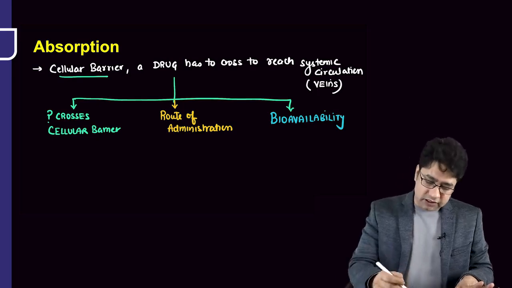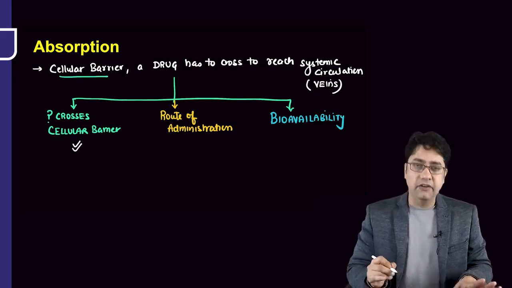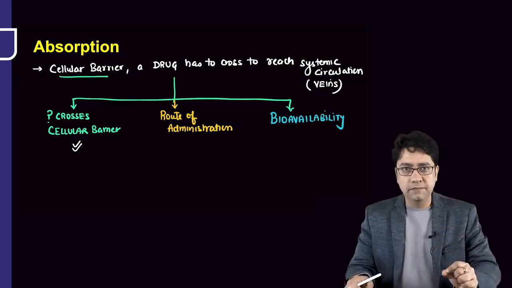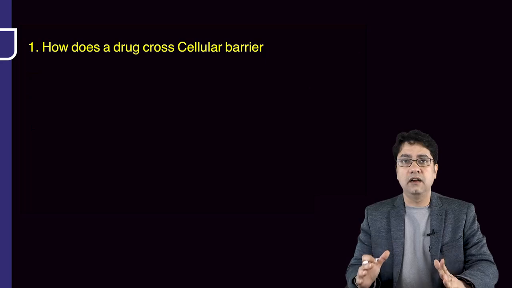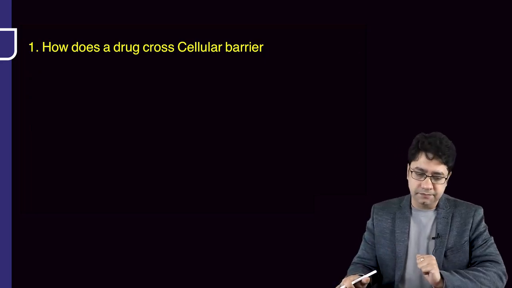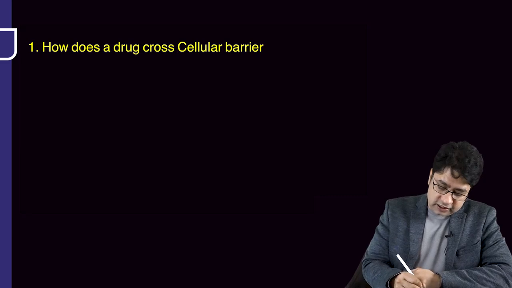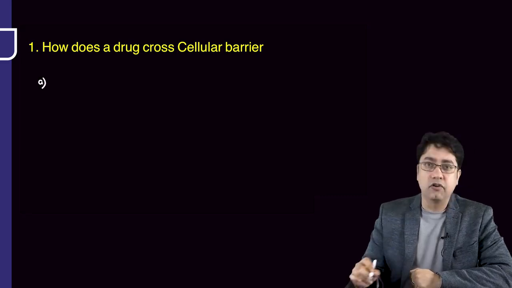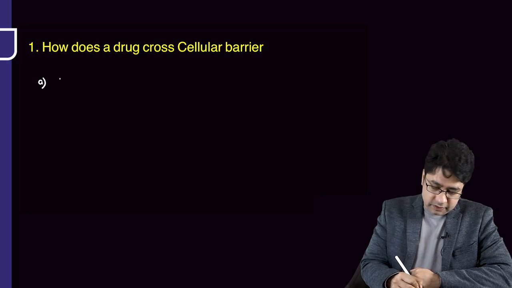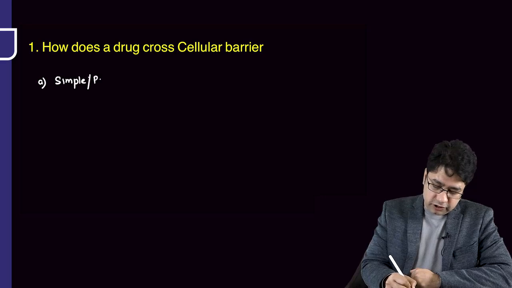So these are the three main agendas for learning absorption of a drug. So let's start first with what are the different types of cellular barrier and how does a drug cross the cellular barrier. So the first mechanism by which a drug crosses is simple or passive diffusion.